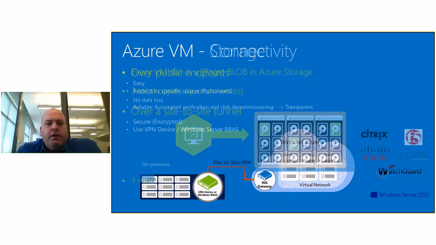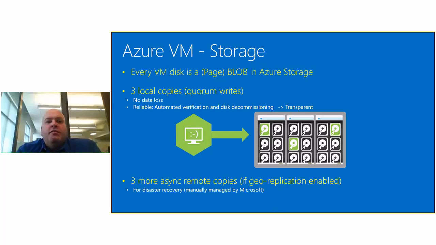We had mentioned a few times about the storage. Every disk that's presented to an Azure VM is a page blob in Azure Storage. And what that gives you is 3 local copies that's monitored by Quorum of the data. So we guarantee no data loss should a failure occur. That failure and disk decommissioning is done transparently. You're not going to see it.